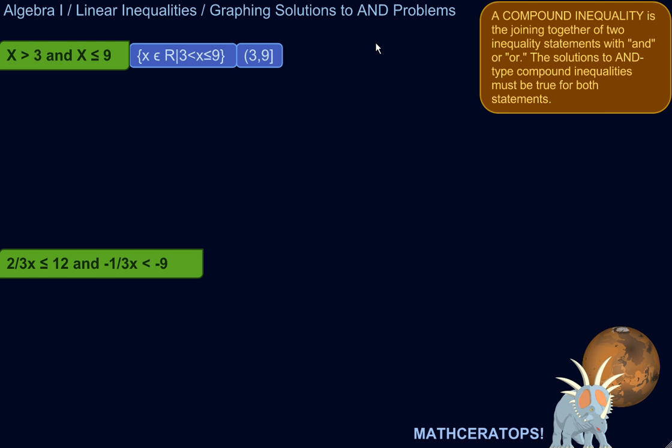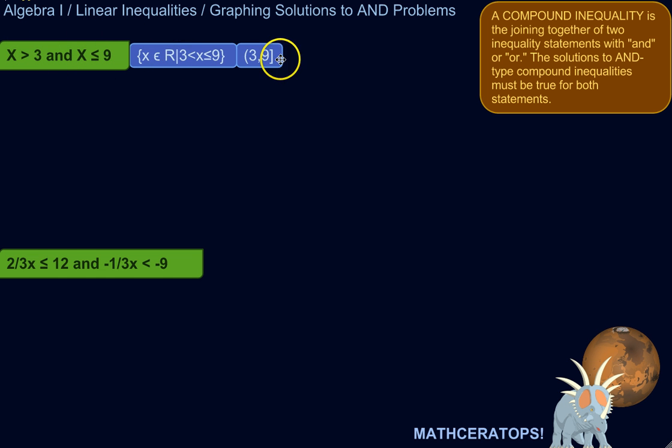Let's talk about how to graph the solutions to these. So I'm starting with a solution here. Say you had two inequalities that you had to solve. You got it down to x is greater than 3 and x is less than or equal to 9. How would you graph that? How would you visualize those solutions?